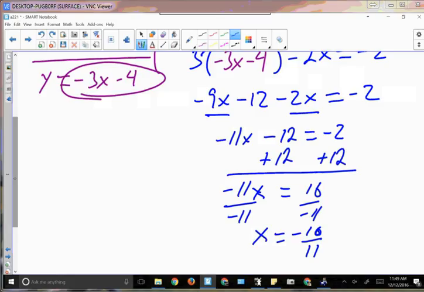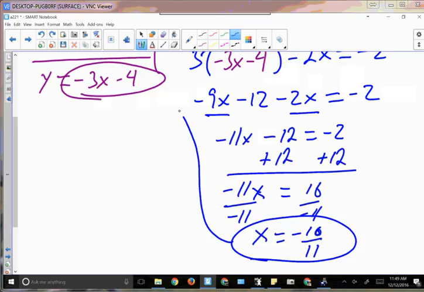Good. So, we're on the right track. Takes a little bit to do. Now that I've got this piece of information down here, I want to put this in for x right there. So that means I'm going to have y is equal to negative 3 times x, whatever x was, minus 4. So what was it? Well, that's going to be negative 10 over 11.